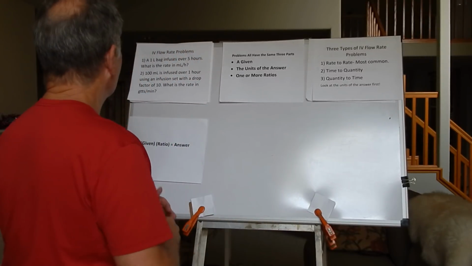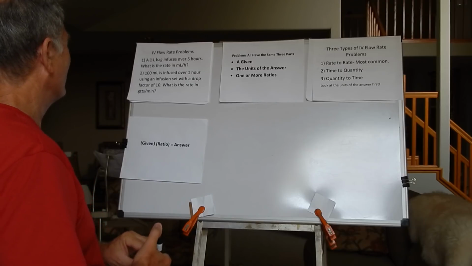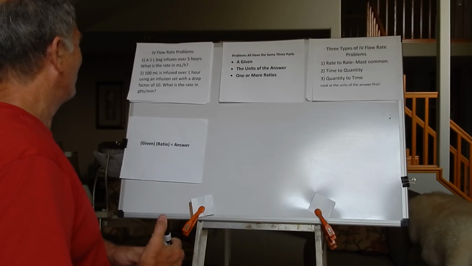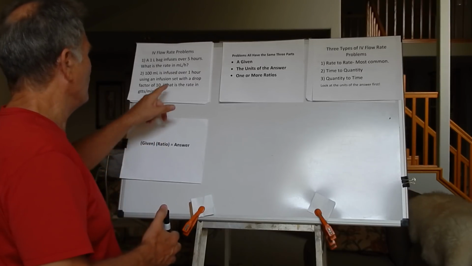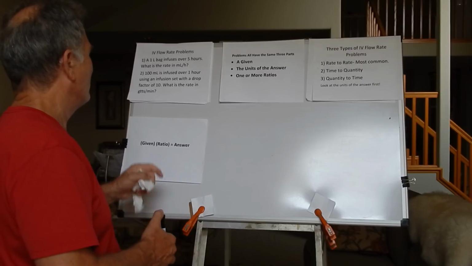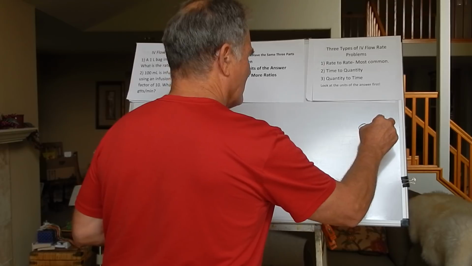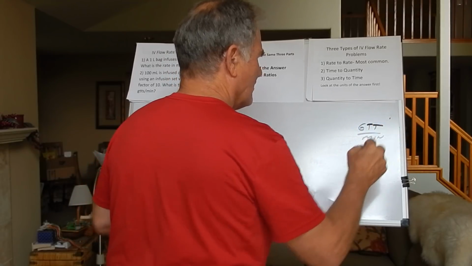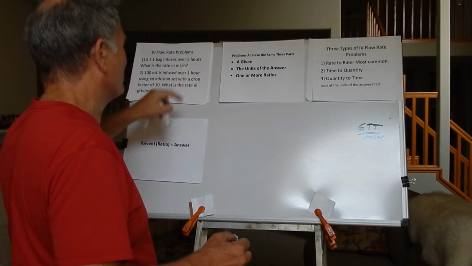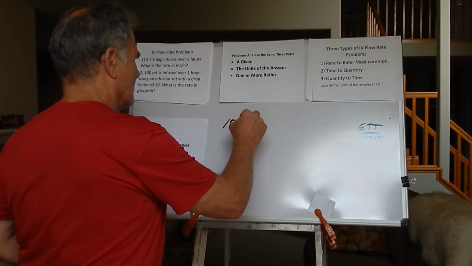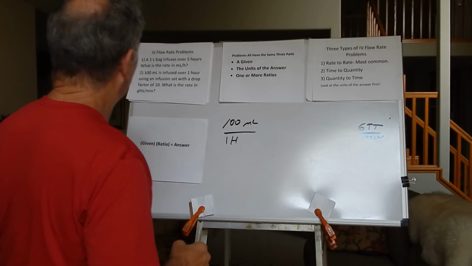Okay, what's next? So you have 100 mLs is infused over 1 hour using an infusion set with a drop factor of 10. So that means 10 drops per ml. What is the rate in drops per minute? Okay, so the answer is in drops per minute. So that's a rate, of course. So you have to start with a rate, which is 100 mLs over 1 hour. Put a 1 on there.